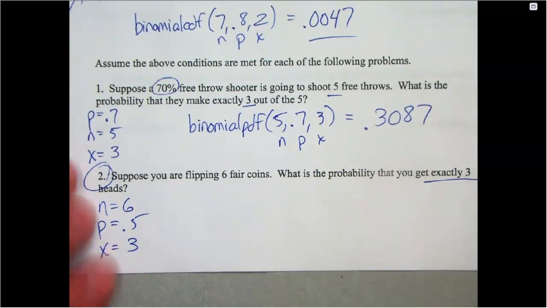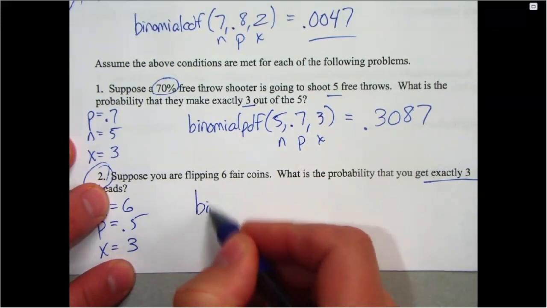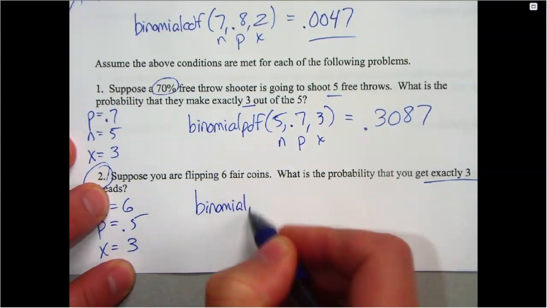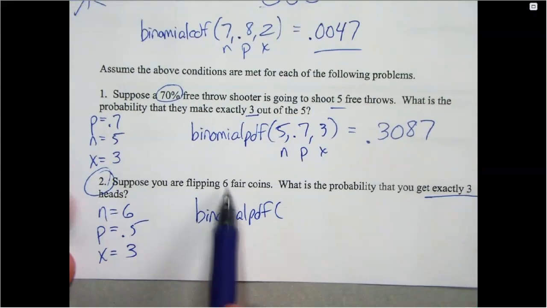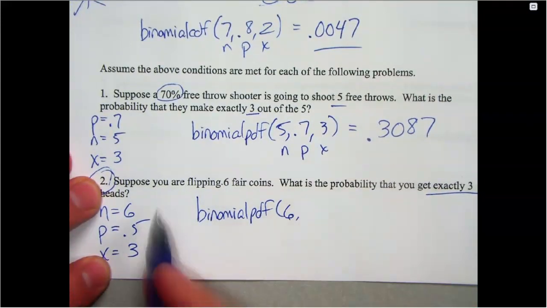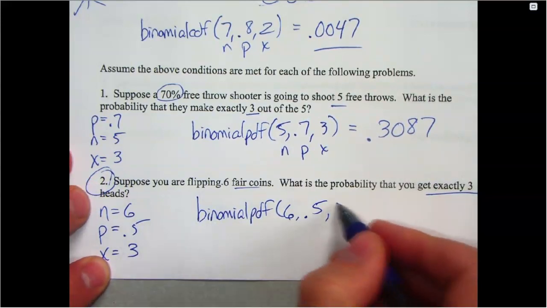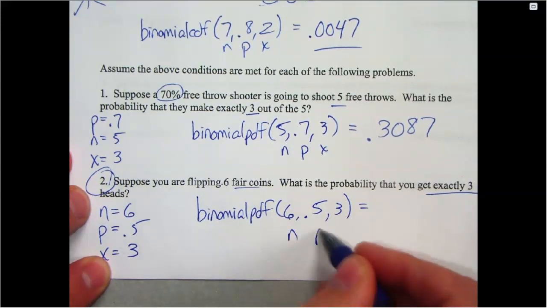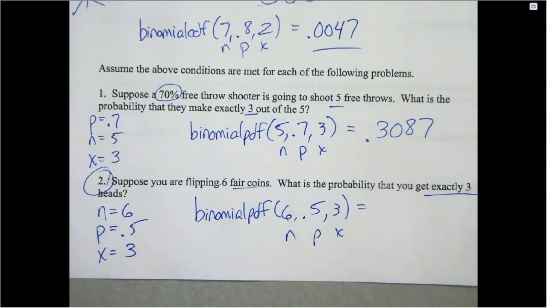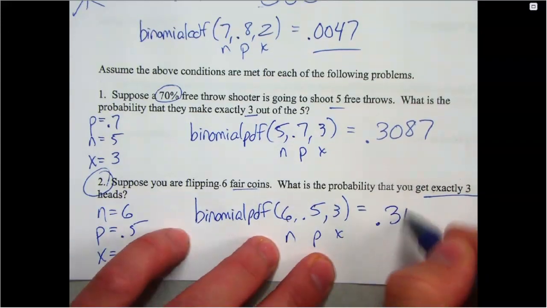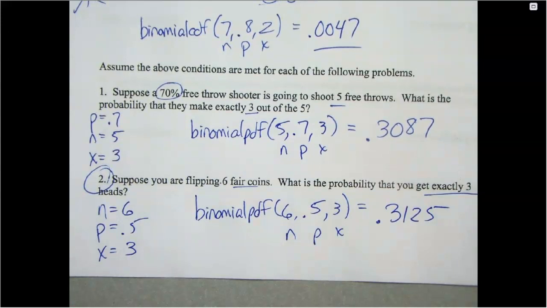So I want exactly 3. When you want exactly, that's what PDF is designed for. So PDF. 6 coins, so N is 6. It's a fair coin, so your probability is 0.5. And I want exactly 3 heads. So NPX. And I get 0.3125. You get that?